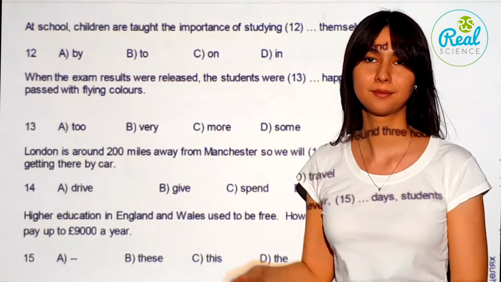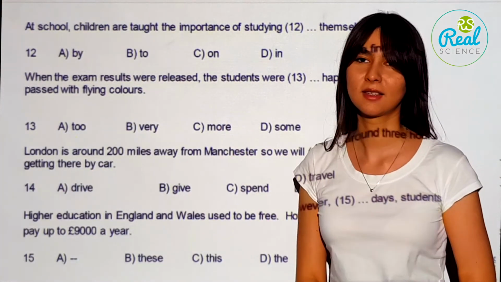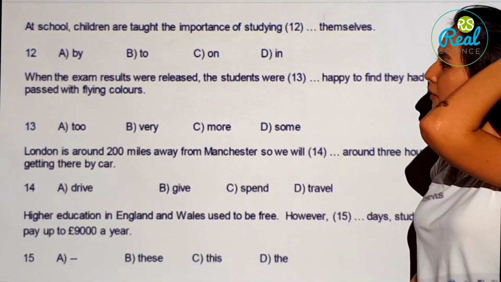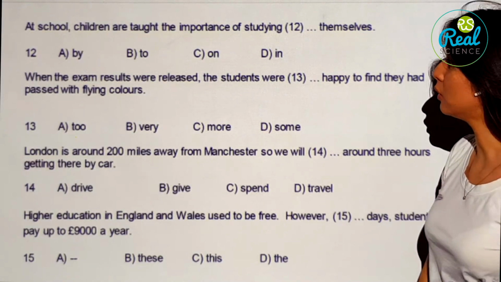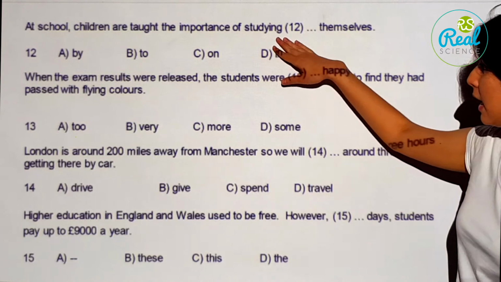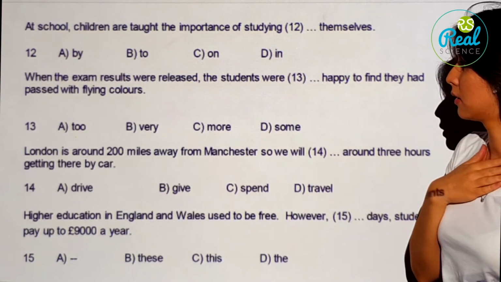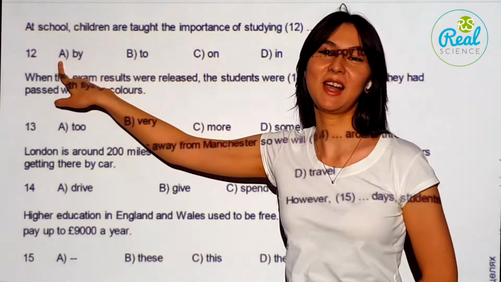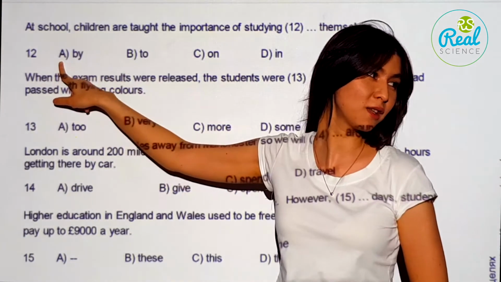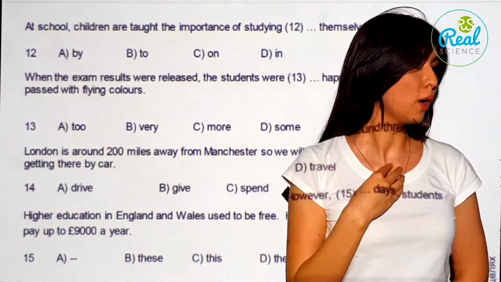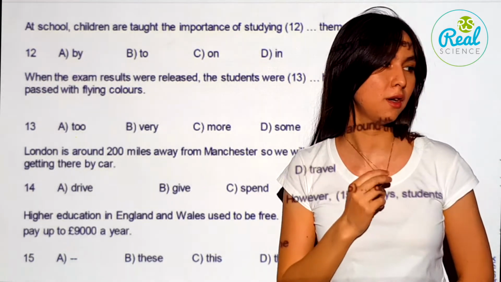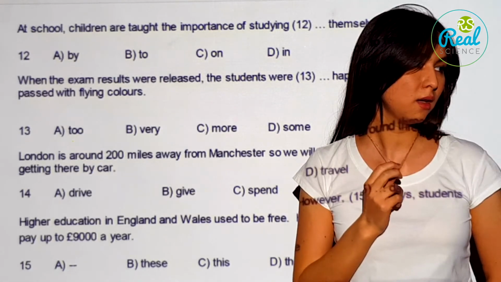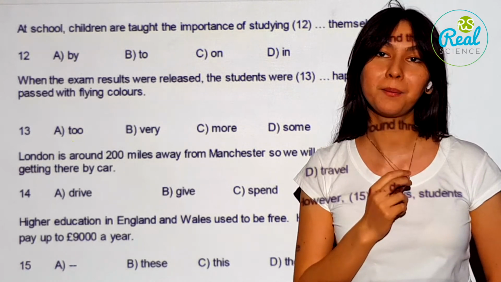Who wants to read? Teacher, may I? Yes. At school, children are taught the importance of studying by themselves. I think it's by themselves. By themselves. Yeah, very good. So the correct answer is A1, by themselves. Okay, good. So next one, Akimal. Akimal, are you here? Okay, here we have Alexei.